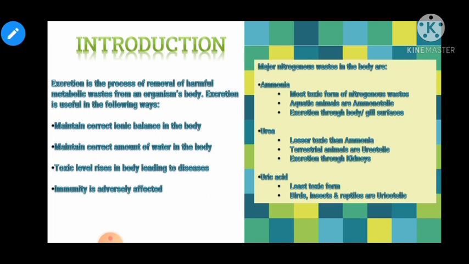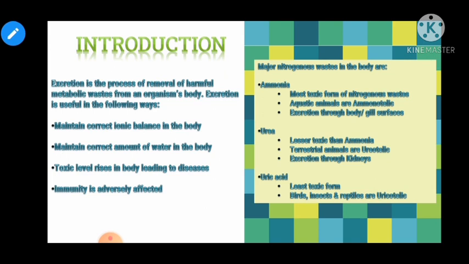And many terrestrial amphibians and marine fishes mainly excrete urea. So those categories of organisms are termed as ureotelic. And reptiles, birds, land snails and insects excrete nitrogenous waste as uric acid. Right? So those categories of organisms are termed as uricotelic.